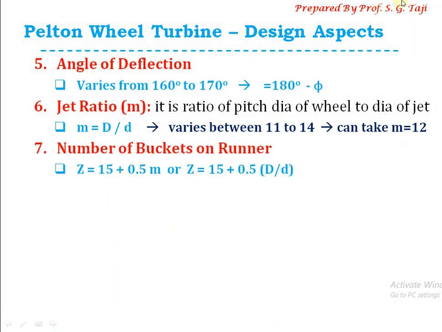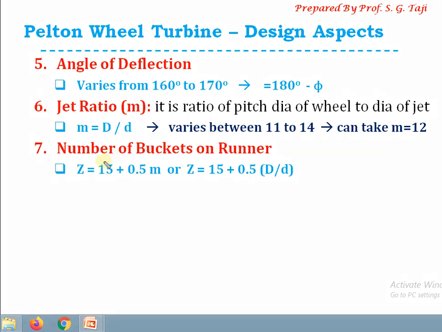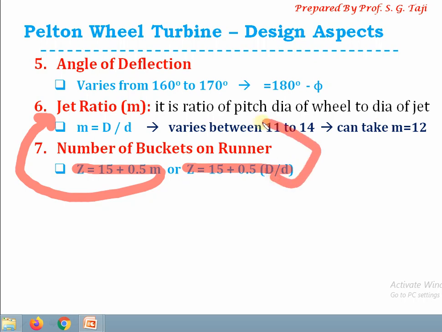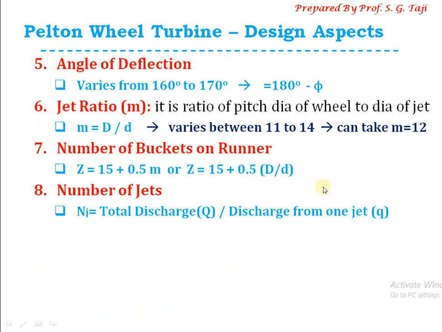Next, the number of buckets on the runner. The number of buckets on the runner can be calculated by using this equation: Z is equal to 15 plus 0.5 m, where m is the jet ratio, or Z is equal to 15 plus 0.5 capital D upon small d. This capital D upon small d is the jet ratio. Next one, the number of jets. The number of jets can be calculated by dividing the total discharge by the discharge flowing through one jet.